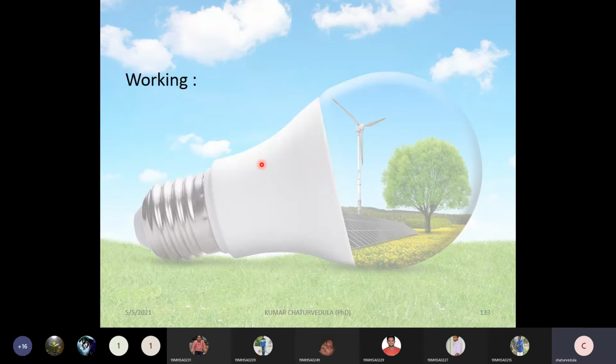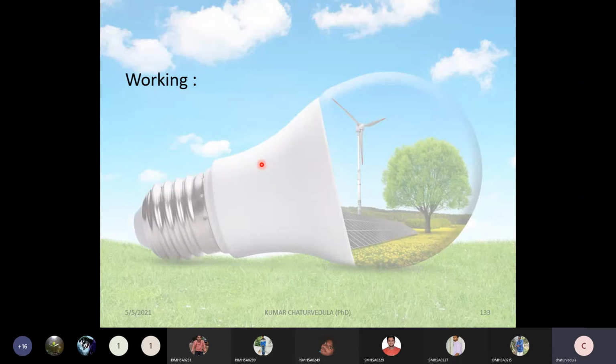As you have seen in the video, what happens in the absence of choke? A choke is connected in series with the tube, which acts like a ballast, and it produces a high voltage at starting and creates a glow in the tube. During running condition, the same choke absorbs some supply voltage and remains at a value of 110 volts across the tube.